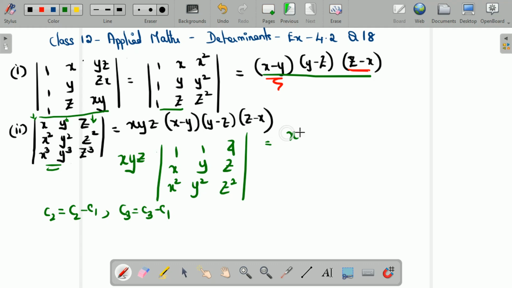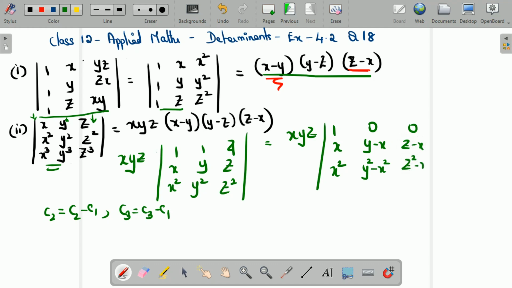So now I can take this out as xyz. The first column will remain as such, 1, x squared. The second column, 1 minus 1 is 0. This is y minus x and y squared minus x squared. The last column, 1 minus 1 is 0. z minus x and z squared minus x squared. Now if you expand along this row, all you need to do is a cross multiplication of these terms.